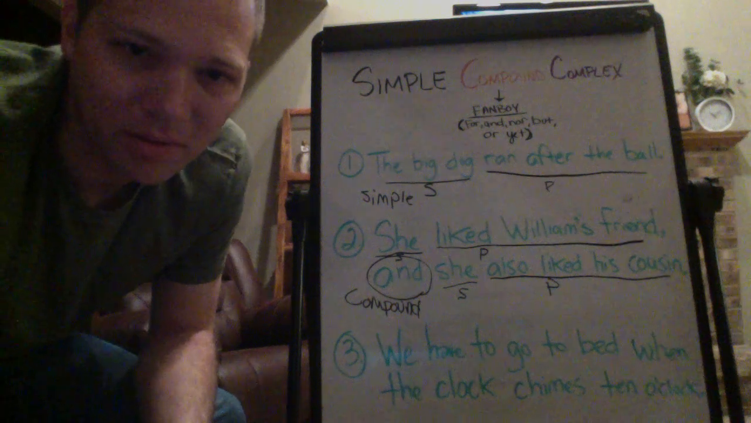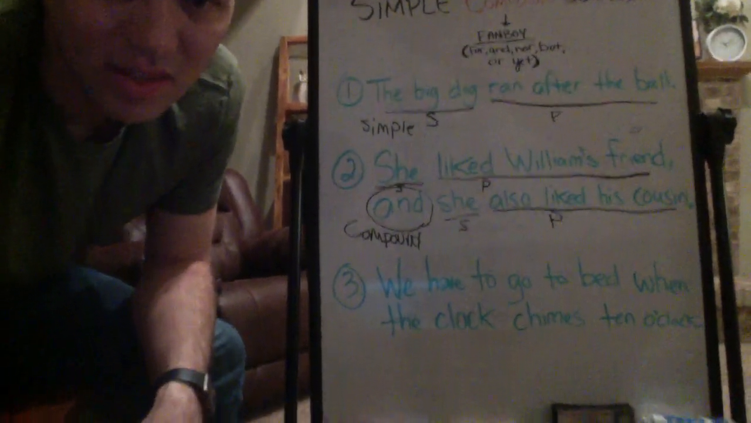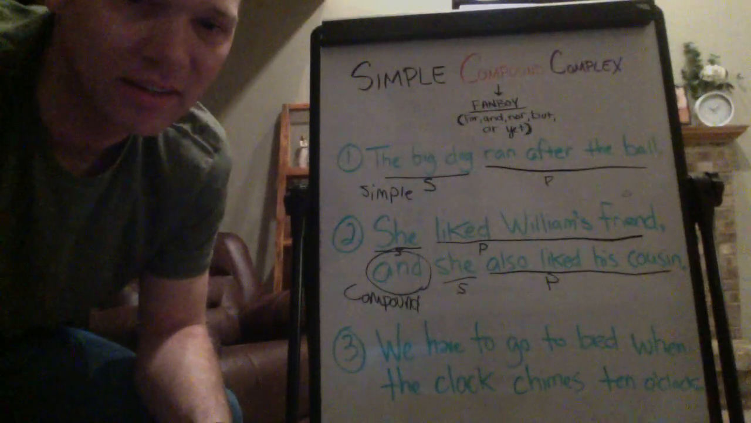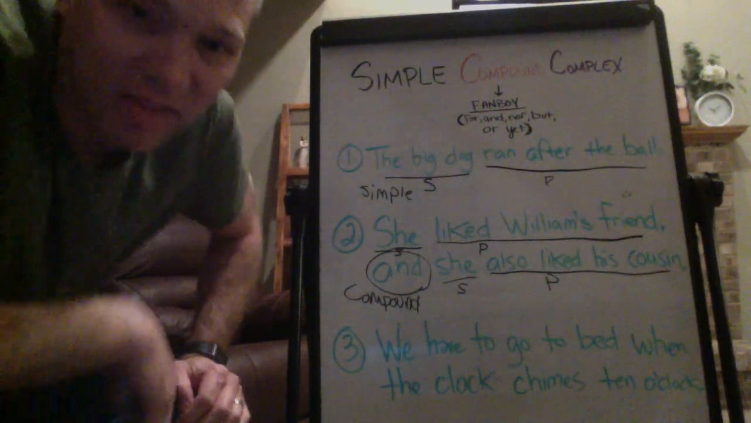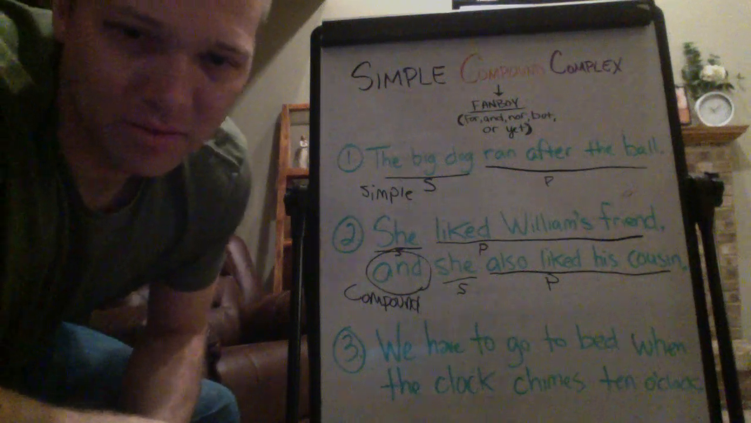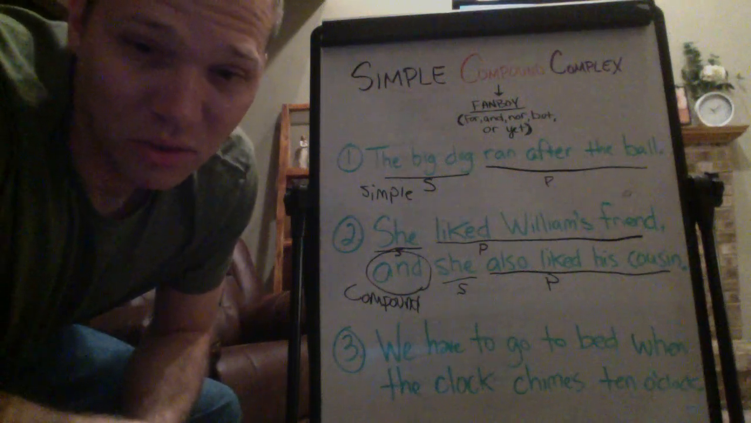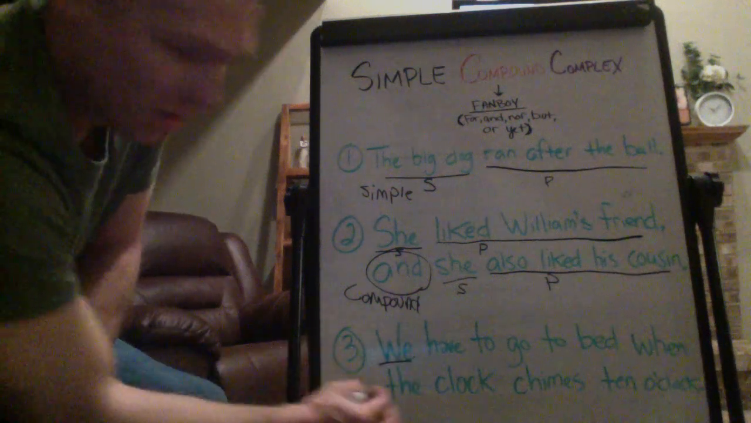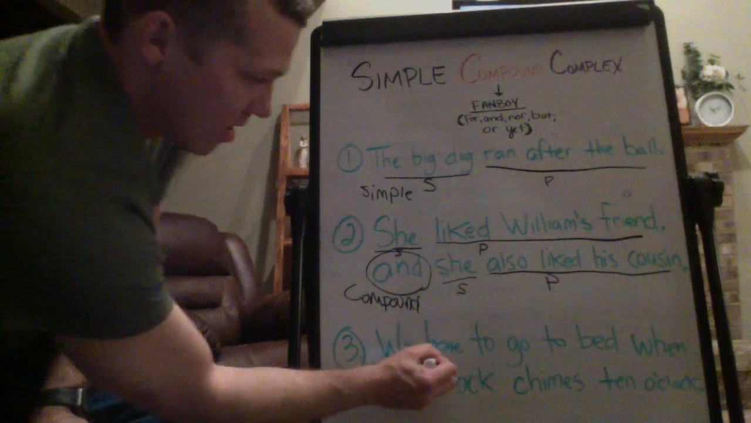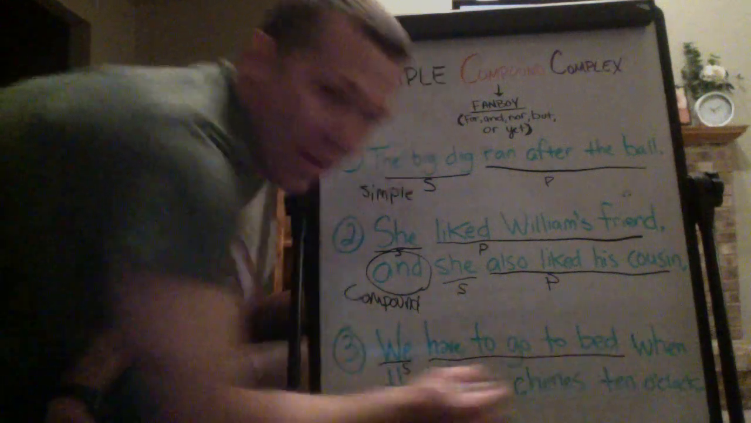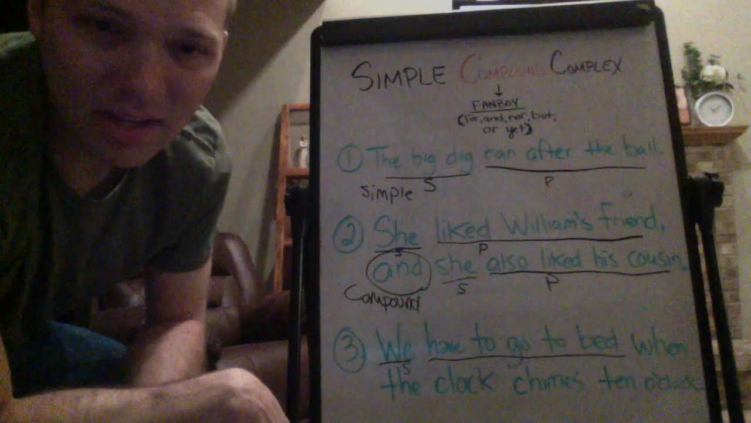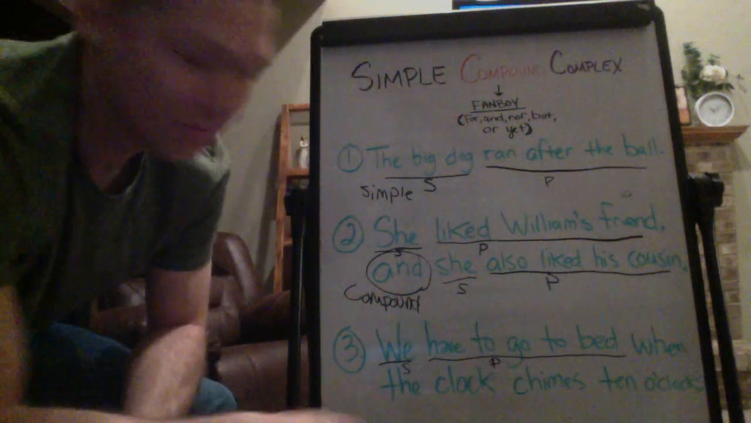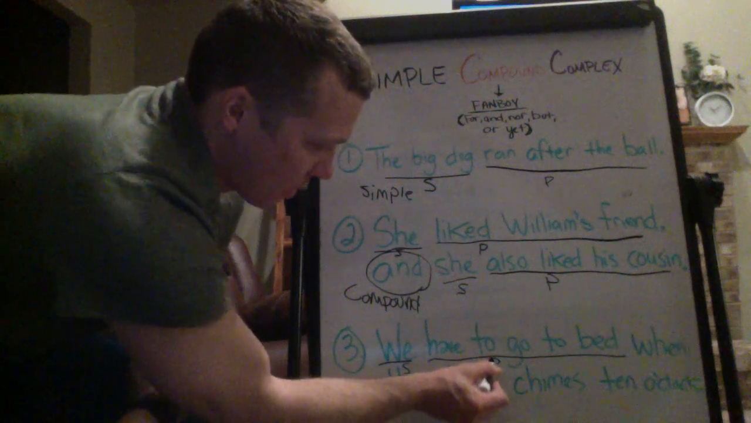Let's try number 3. We have to go to bed when the clock chimes 10 o'clock. So again, I'm going to ask myself, how many sentences do we have? Okay, and I can actually see 2. Let's take a look. We is our subject. Have to go to bed is part of that predicate.